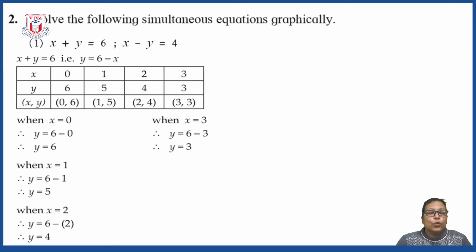You can take any values of your choice for x, but from that you have to find the value of y. For example, the first value of x is taken as 0. So when x is equal to 0, y is 6 minus 0, that means 6. So we got the very first ordered pair as (0, 6). Then you can take 1, then the value of y is 5. So the second ordered pair is (1, 5). When x is 2, y is 4. So we got the third ordered pair as (2, 4).